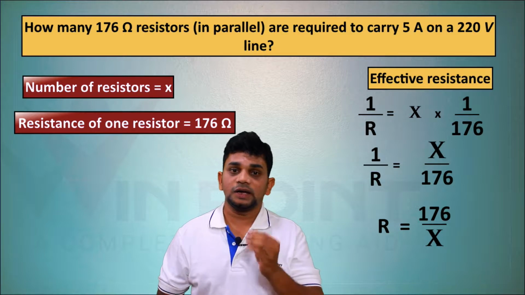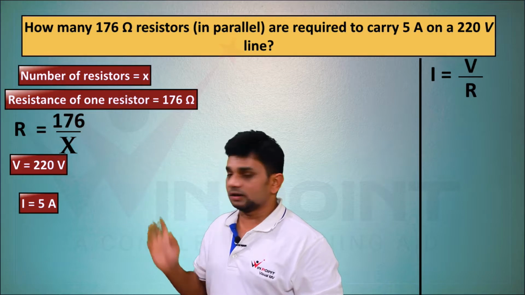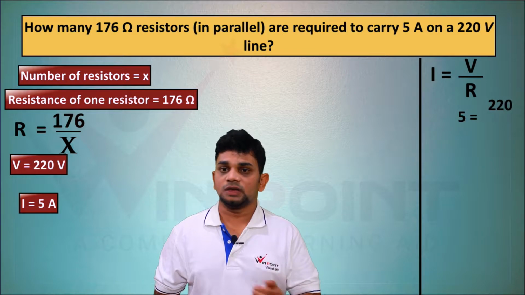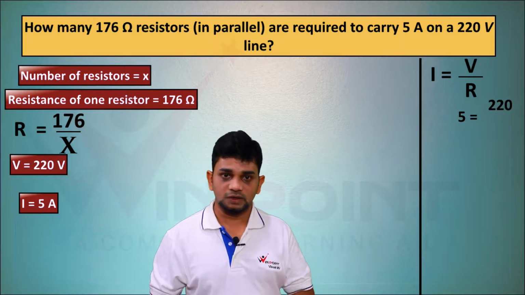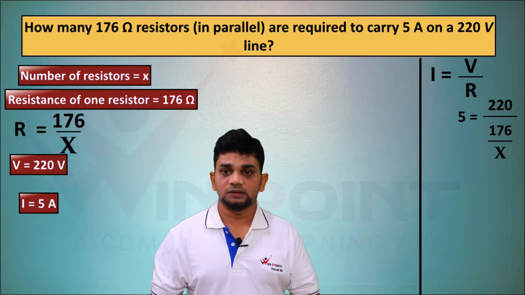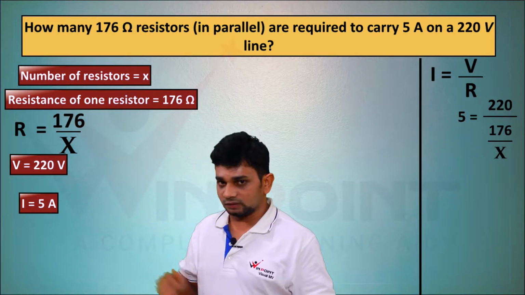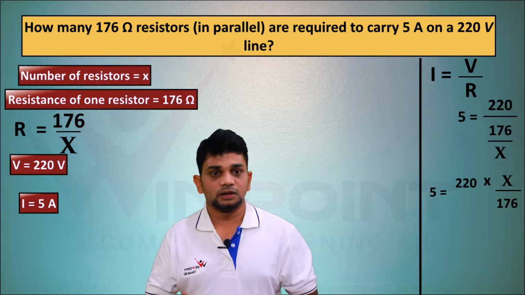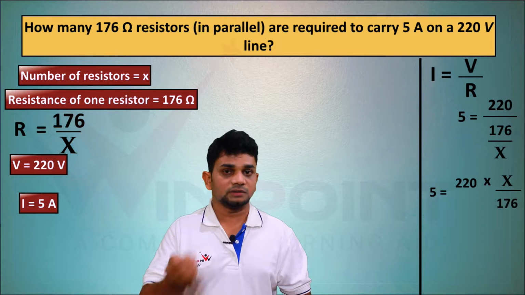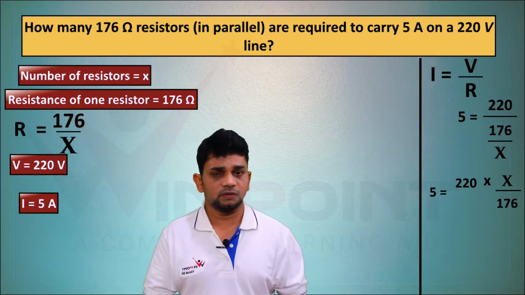Now we need to find the value of X. The value of V is 220 volt and the value of I is 5 ampere. We are substituting the values here. It will be 5 equal to, instead of V we can use 220, divided by, instead of R we can use 176 by X. We need to take the multiplicative inverse, the reciprocal of 176 by X, which is X by 176. So 5 equal to 220 into X by 176. From this equation, can we find the value of X?